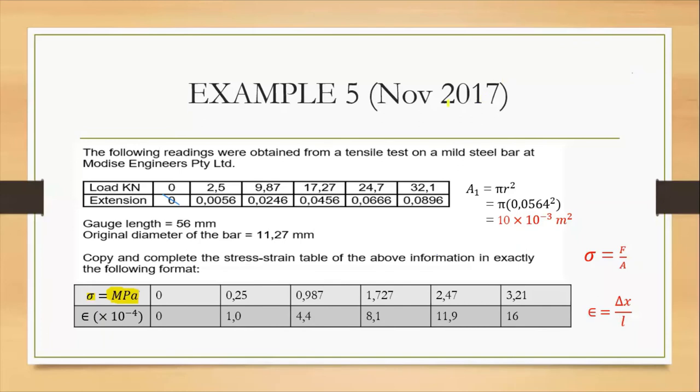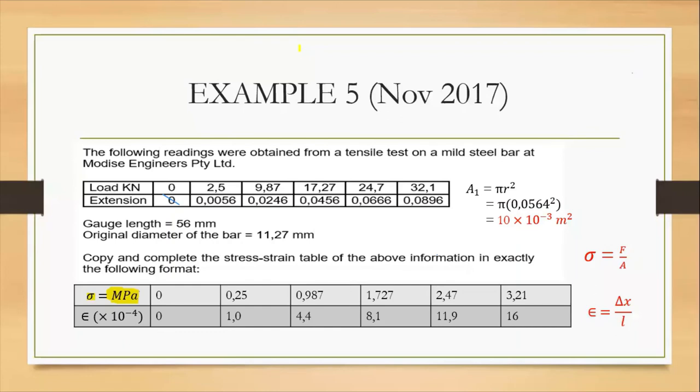I'm struggling to get my area. With the area, are we first going to divide the 11.27? You can calculate the same area using the diameter, guys. Just use pi times 11.27 exponent -3 squared, divided by 4. But I'm very doubtful of the area, guys. That is the problem.